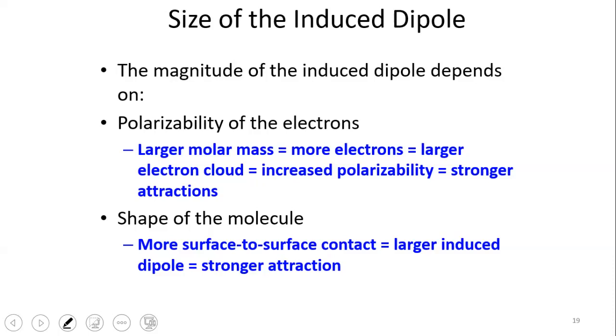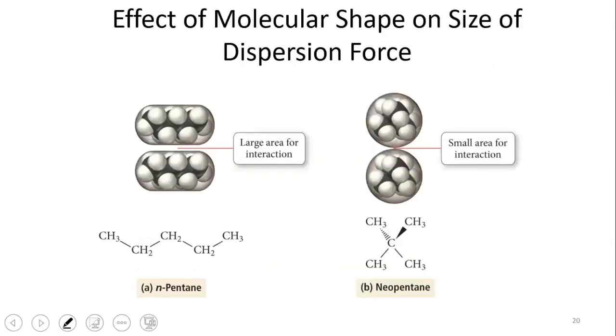So the more chance they have to interact with each other, the more likelihood that a temporary distortion in one electron cloud is going to induce a temporary dipole in the neighboring cloud. Let me show you with these two compounds here. On the left, we have something called n-pentane, and on the right, we have something called neopentane. Notice that both of these compounds have the same number of carbons and the same number of hydrogens. They are just organized in a different way.